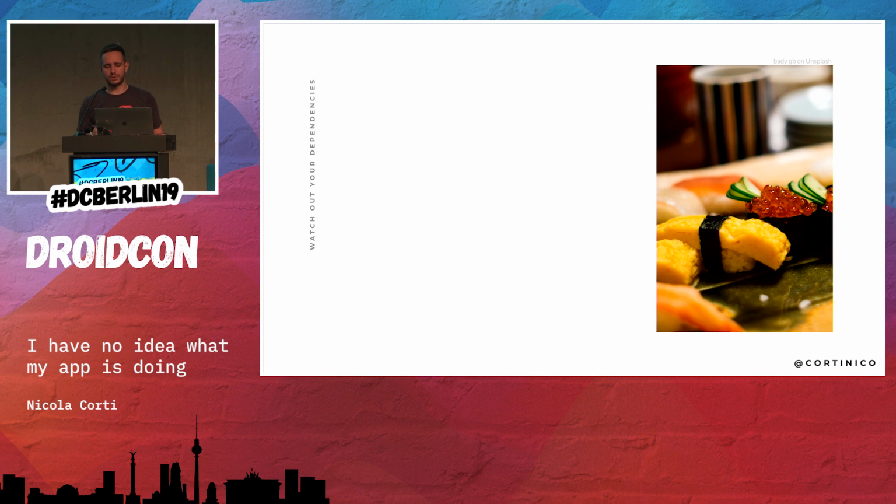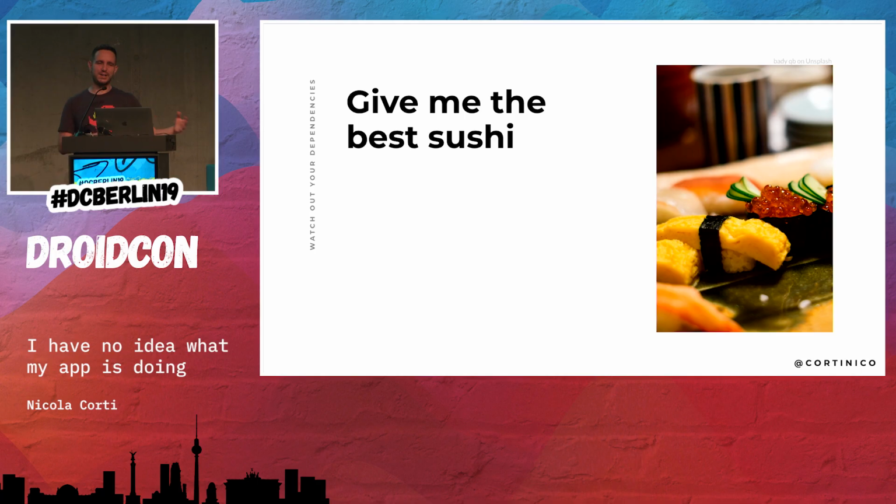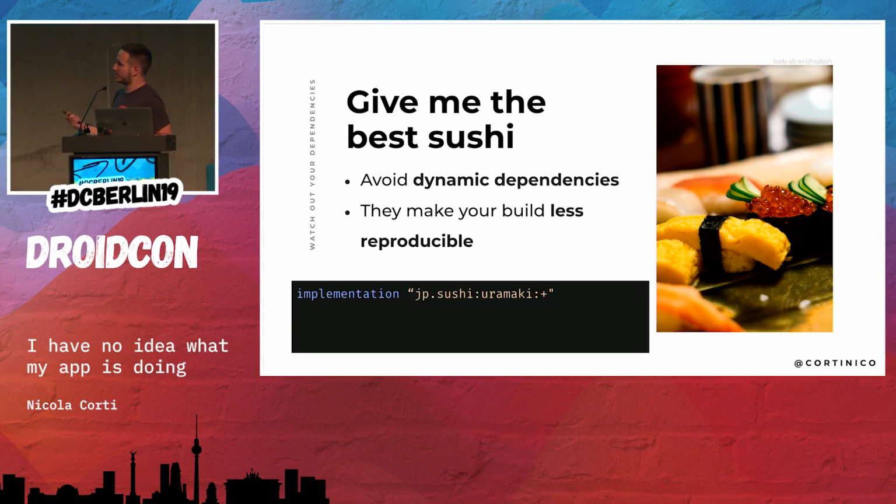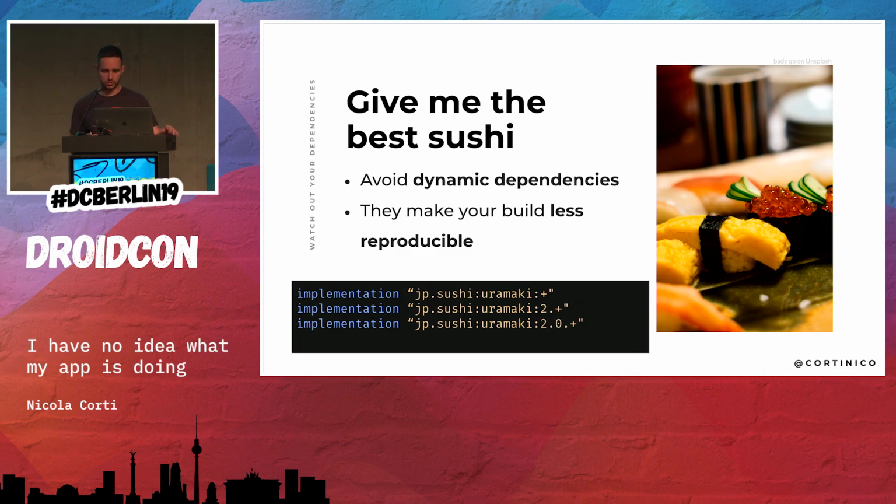So when you go ordering food, I don't know if you like sushi, but I love to choose, okay? I never go to the restaurant and say, you know what, give me the best you have. Maybe you do it, but in terms of dependencies, that's not always great. In terms of dependencies, that means avoid dynamic dependencies. They will end up making your build less reproducible. And dynamic dependencies are stuff that looks like this. So JP Sushi, the dependency is Uramaki plus. That means give me the best Uramaki you have out there. Also, this is a dynamic dependency: 2 plus, 2.0 plus.